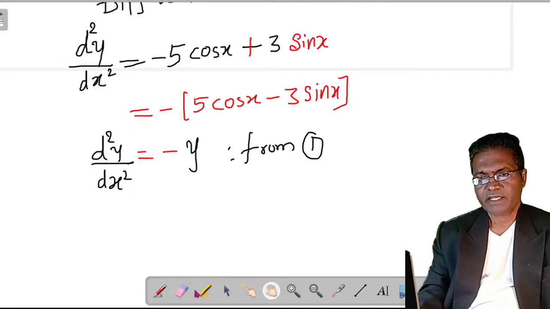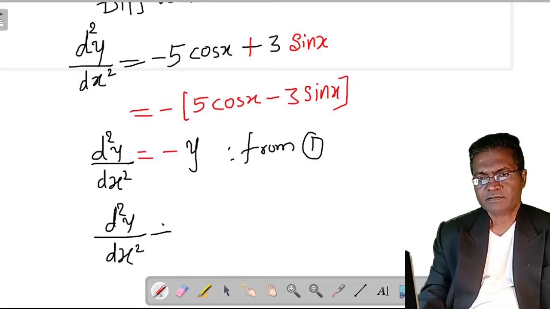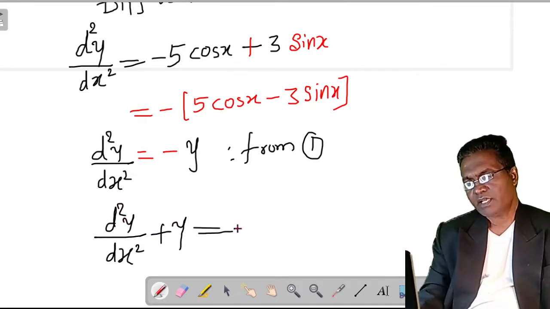Bring this side. So d square y by dx square plus y equals to 0 as earlier.